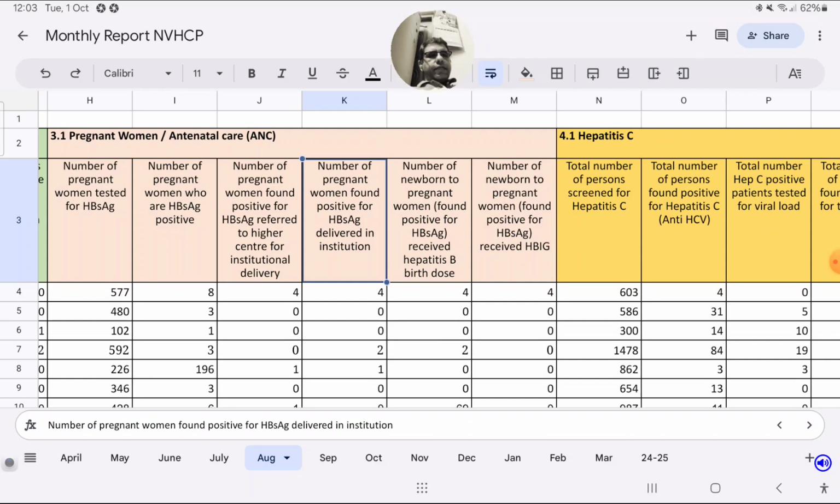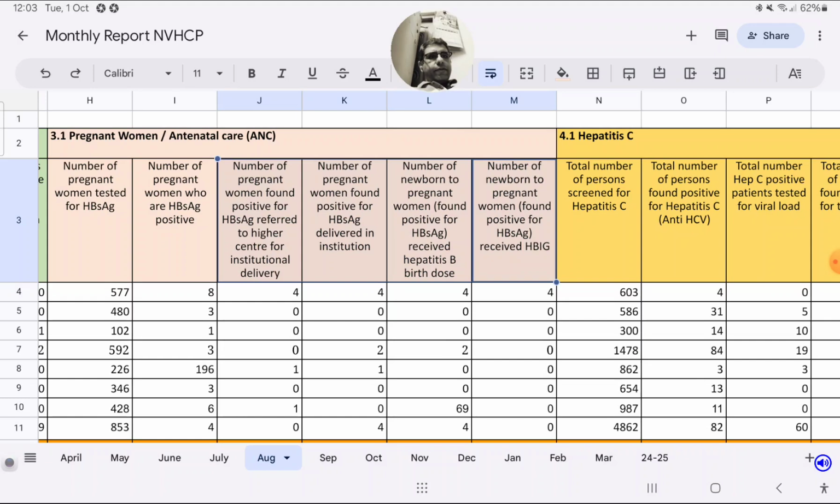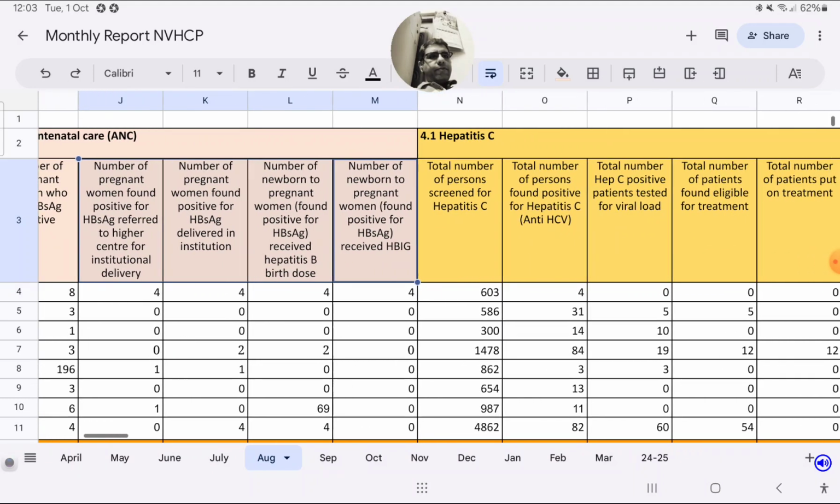So basically all those who are hepatitis B positive should be referred to higher center and they should deliver at the higher center. The number of newborns of pregnant women found positive for HBsAg who received hepatitis B birth dose. Next is number of pregnant women found positive for HBsAg who received HBIg, or hepatitis B immunoglobulin. So each mother having hepatitis B positive, their children should be given hepatitis B vaccine as well as hepatitis B immunoglobulin, both at birth. Okay, so this is basically the same reporting format we used to report.